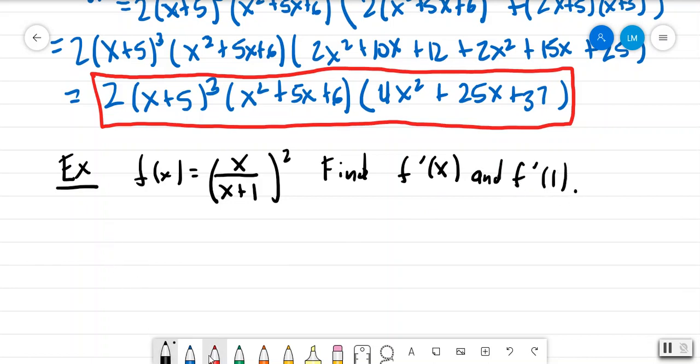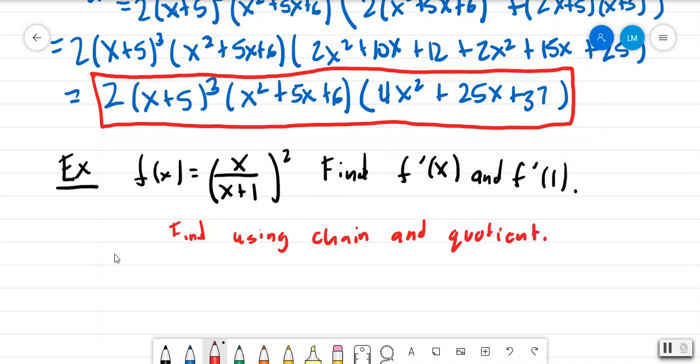And then we can say that we want to find f prime of 1. So the way we're going to do this is, notice that we have an outer function and an inner function, but then it's a quotient. So that means that we're going to have to use chain rule and quotient rule.